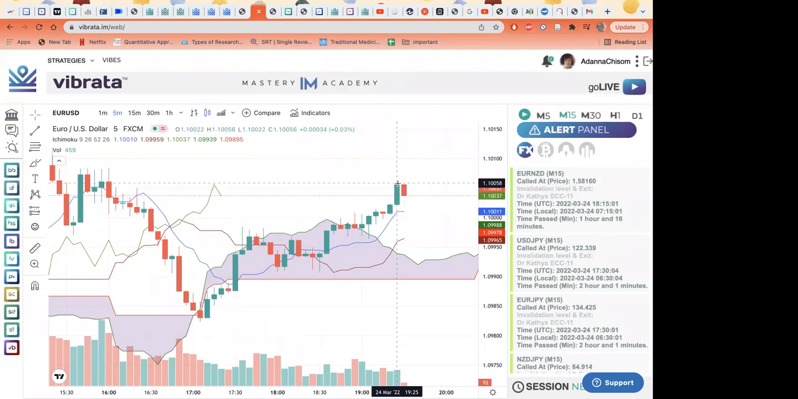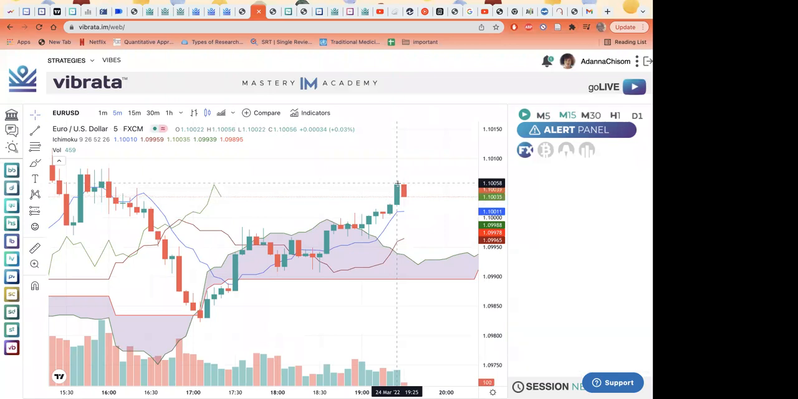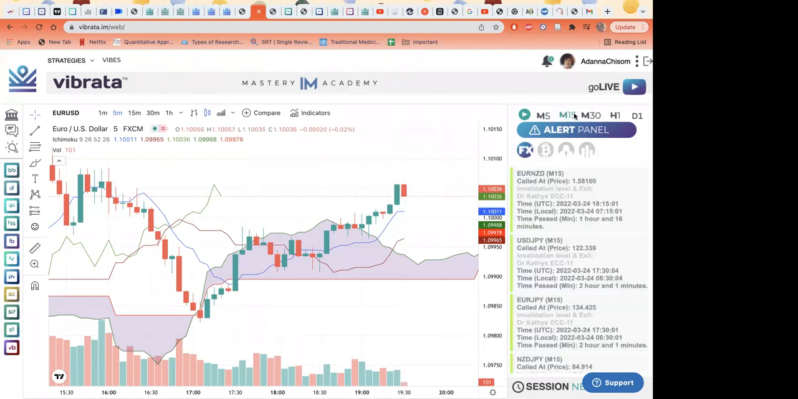Sometimes I get a lot of people asking me, oh, coach, if they say M15, does that mean the trade becomes invalid after 15 minutes? I'm like, no, that's not what it means. The M5, the M15, the M30, H1, D1, it doesn't mean the trade becomes invalid after that time.